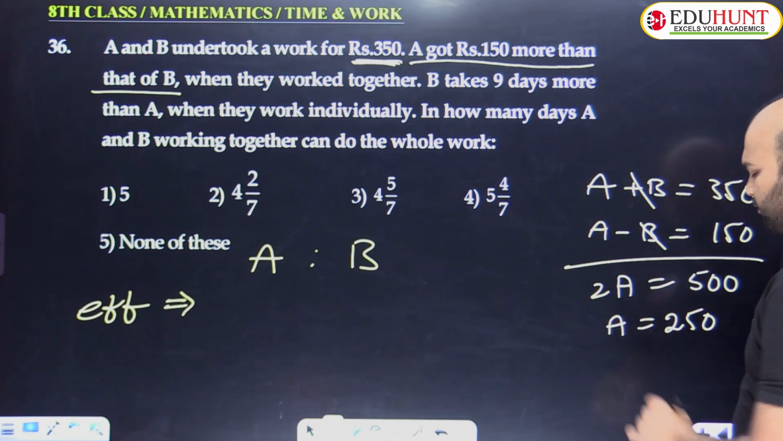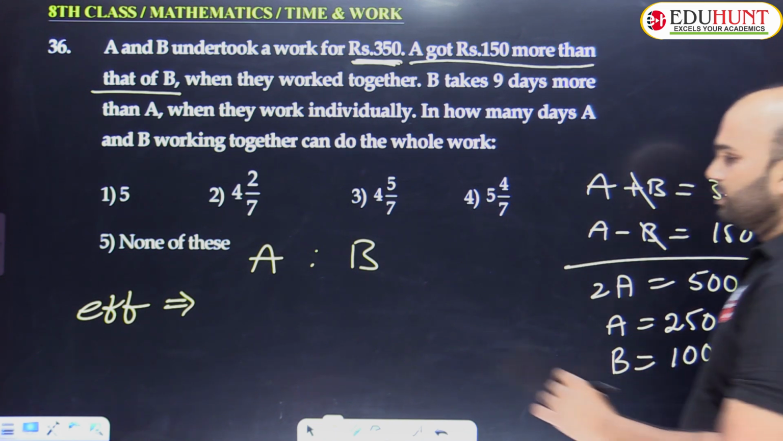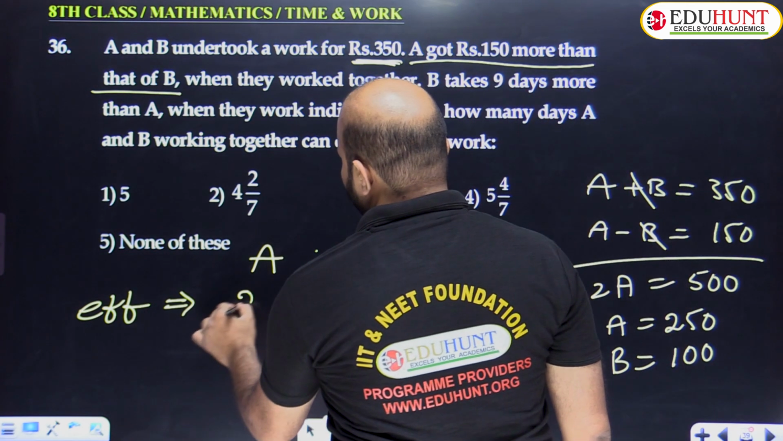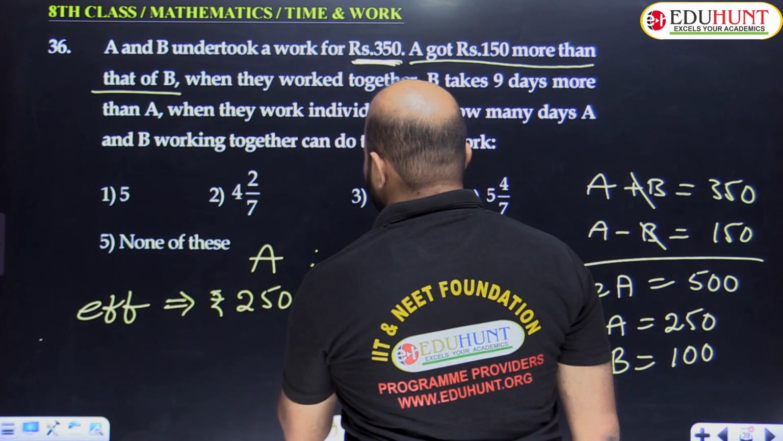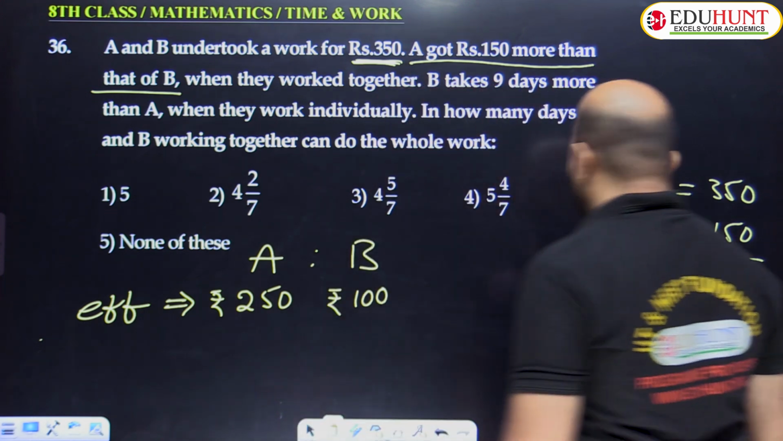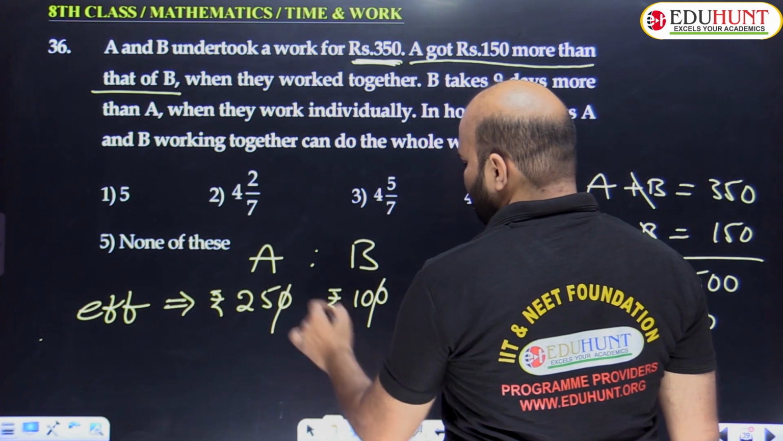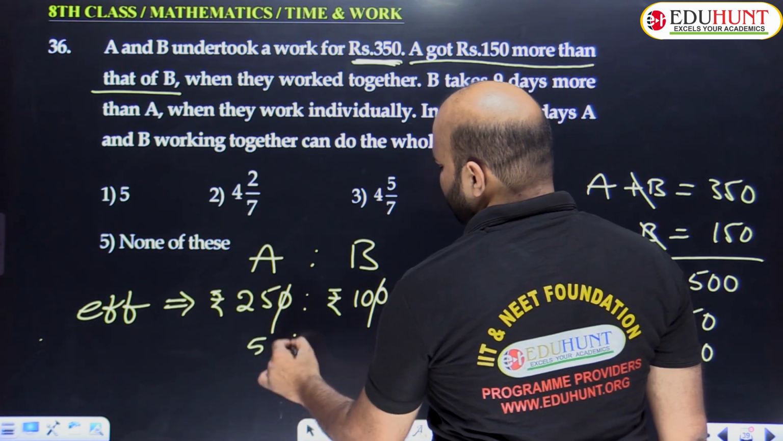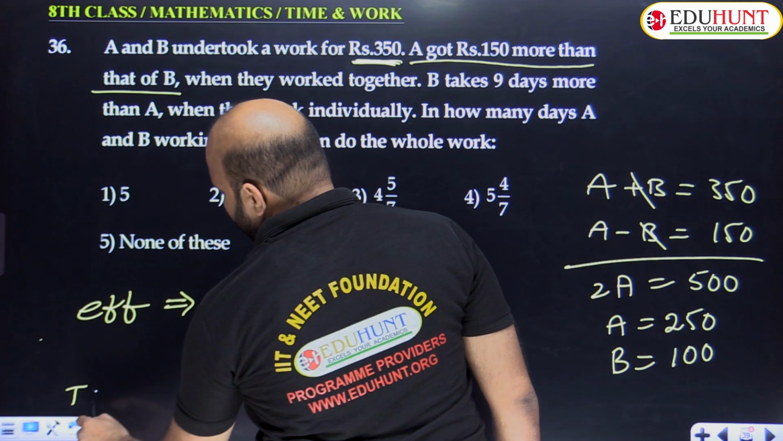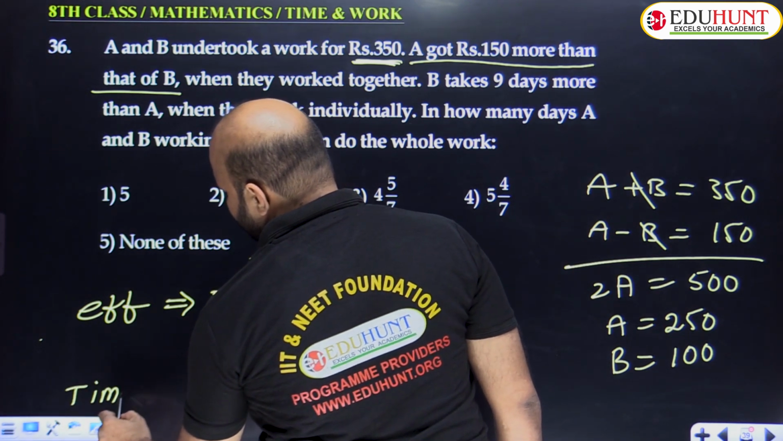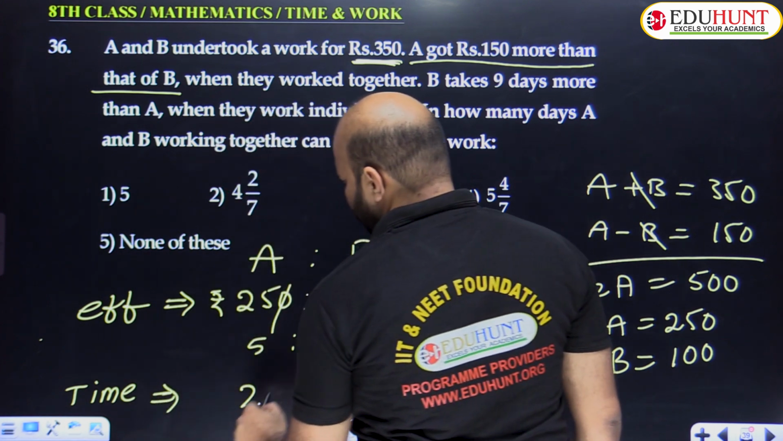So A received 250 rupees, and B received the remaining 100 rupees. Clear? So what is the efficiency ratio? Cancelling the zeros, it is 5 to 2. This is the efficiency ratio, but it will be converted into time. Time is always inversely proportional to efficiency, so the time ratio is 2:5.